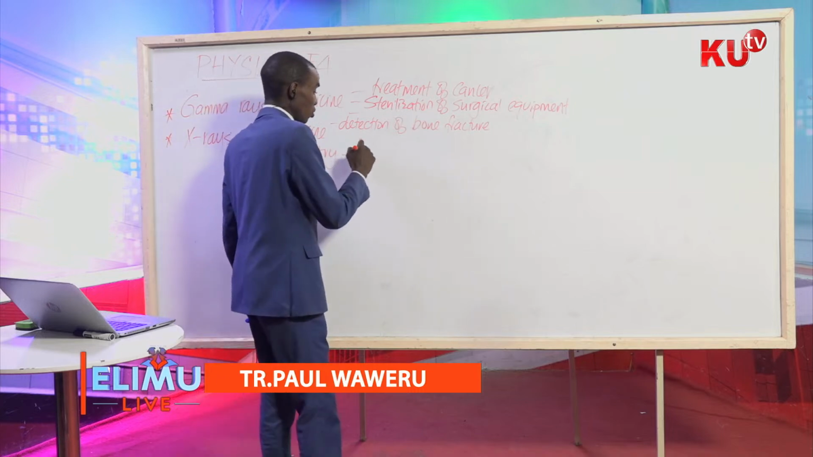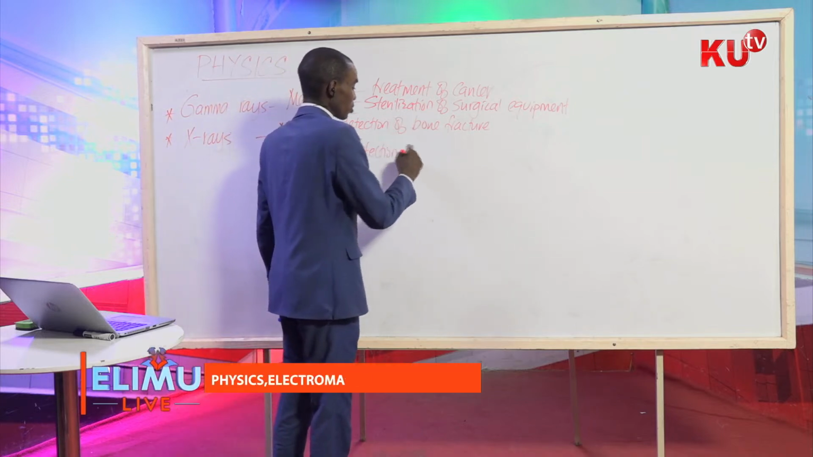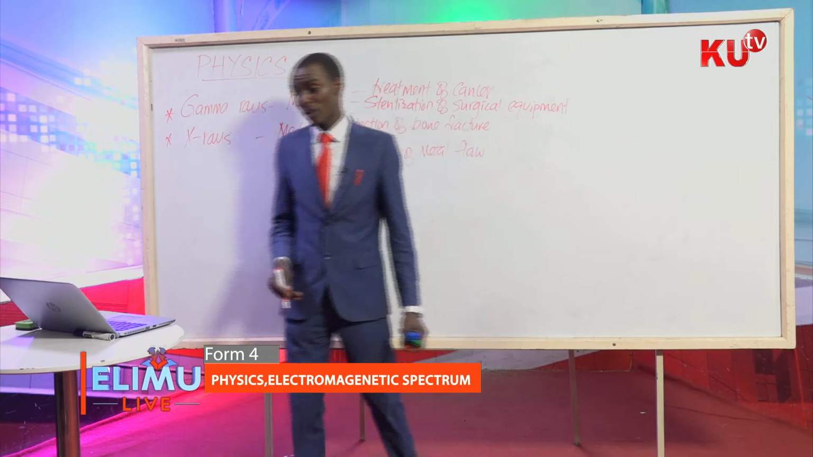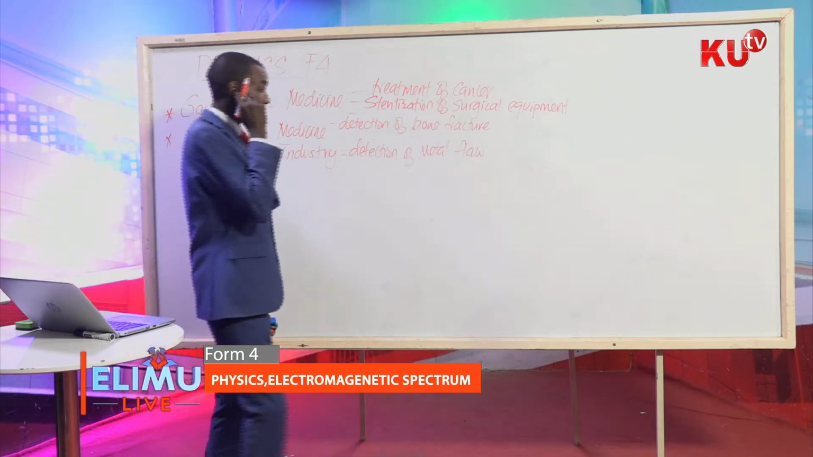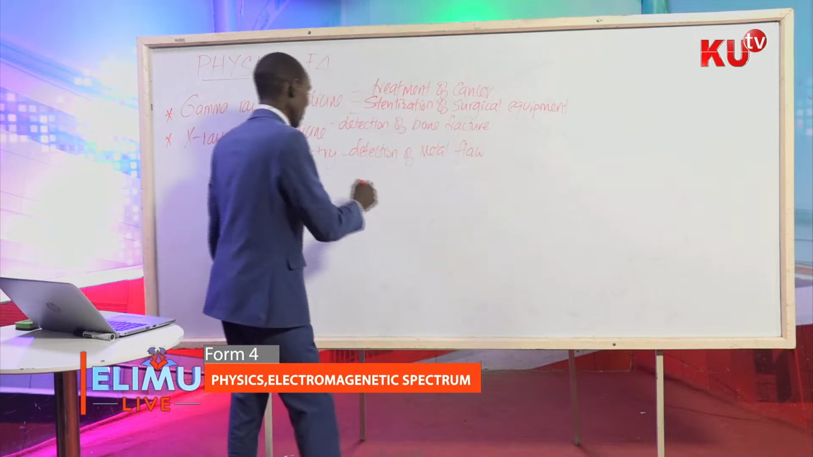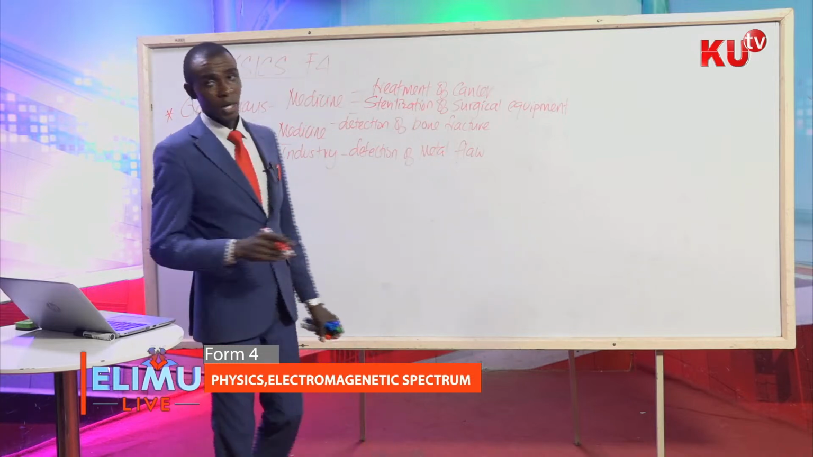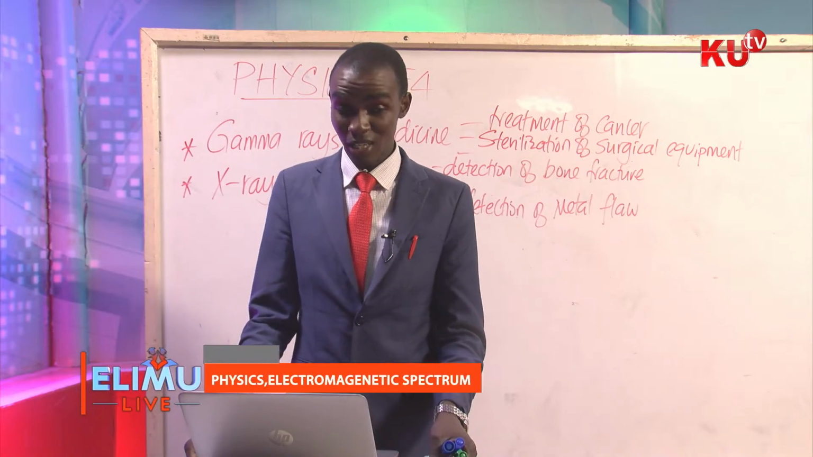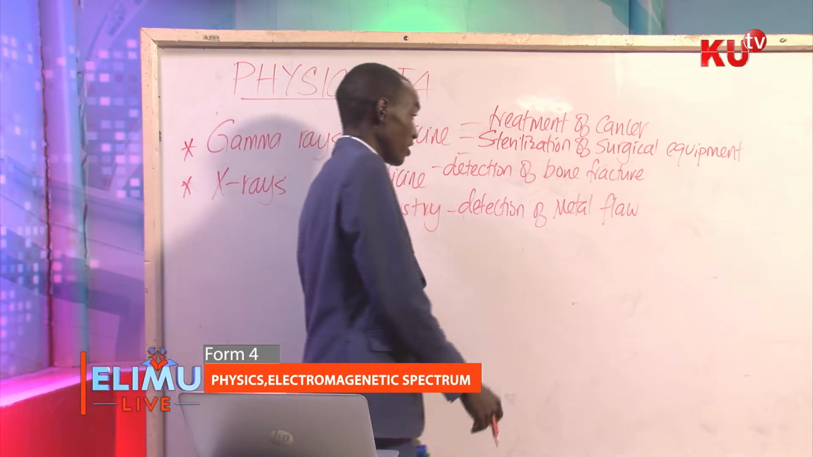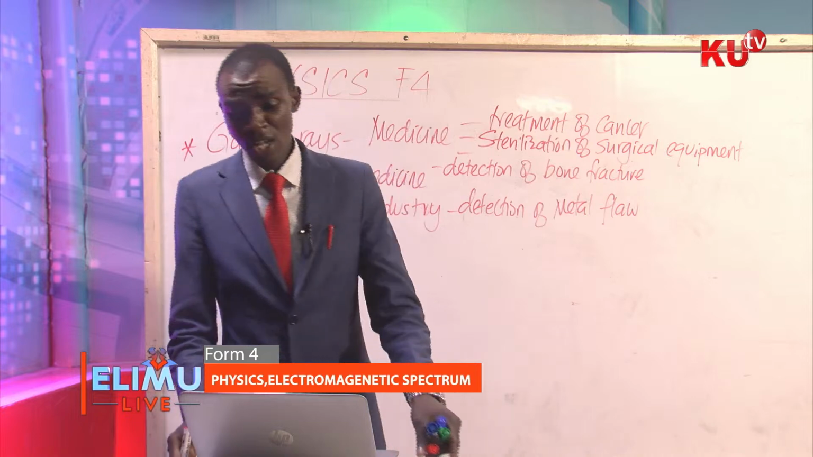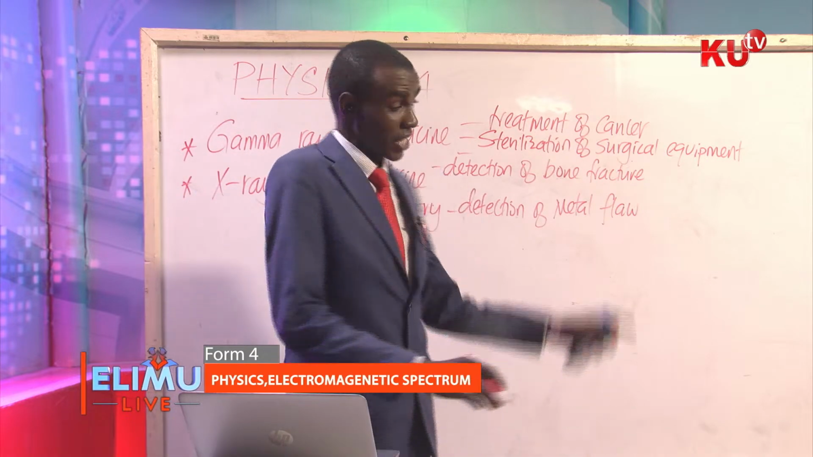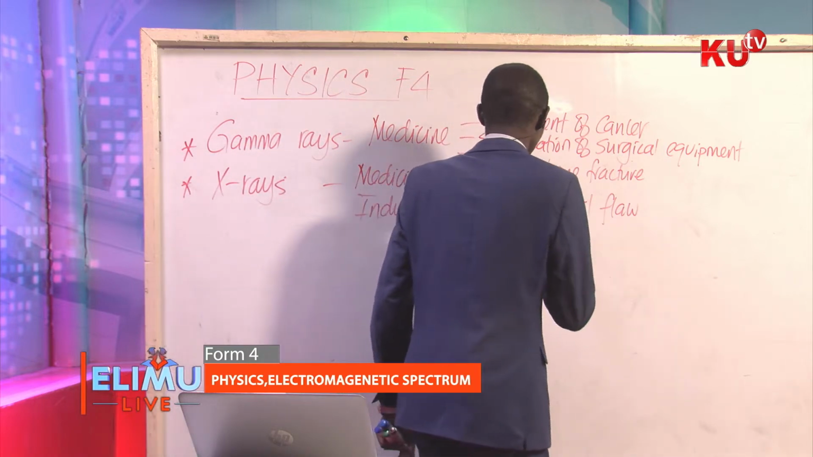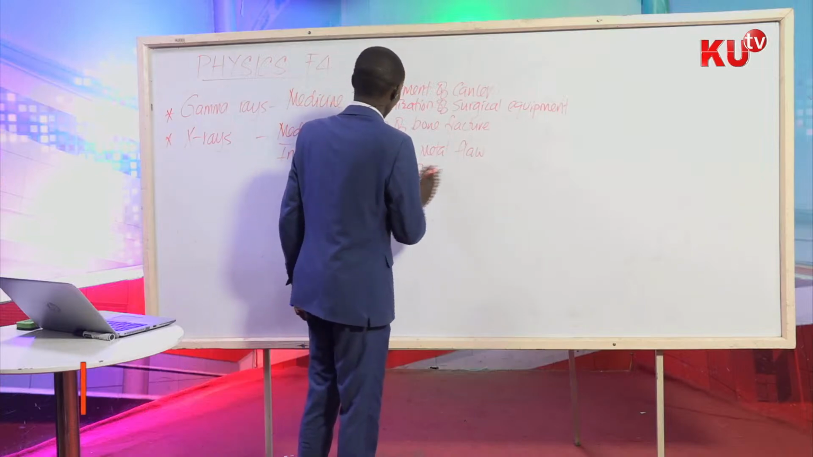X-rays are used to do what we call detection of metal flaws. What that means, in case a metal itself has got a fracture or a crack, let's use the word crack. Assuming that a metal has a crack, and we know that some of the metals used, especially in aviation, need to be very sturdy in case of anything. Sometimes you hear even planes coming down because of what we call metal fatigue. So to detect some of these things like metal fatigue, they use X-rays. In case of a fracture, the X-rays will be able to detect it. So detection of metal flaws.